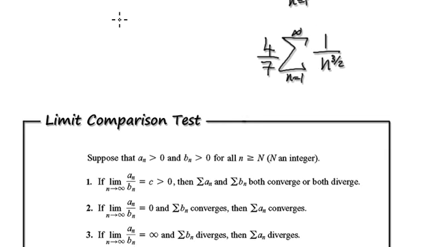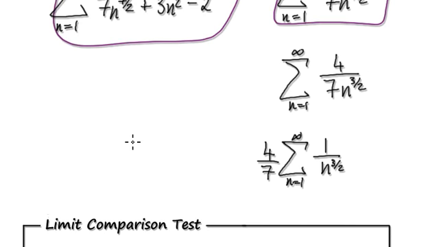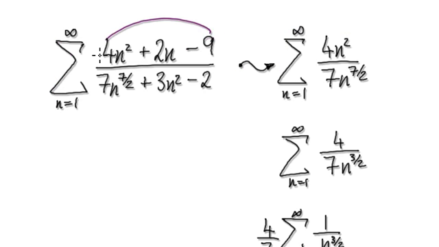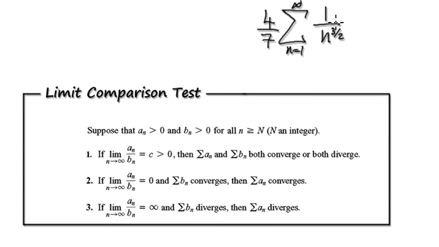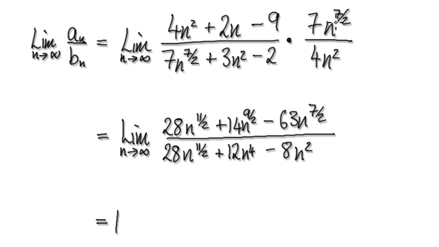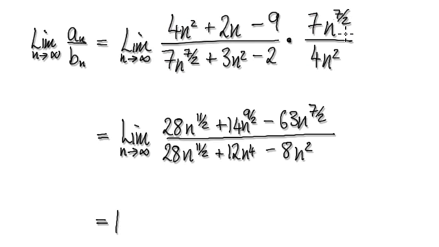Okay, so limit comparison test. We always need to compute this value here, An divided by Bn. So we need to get An divided by Bn. Dividing by Bn is the same as multiplying by the reciprocal of Bn. That will then give us this.